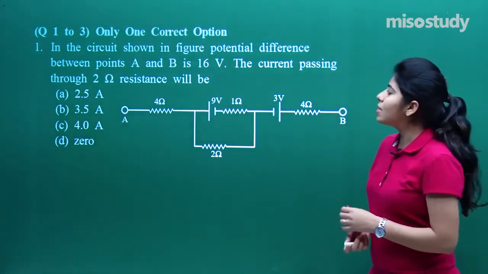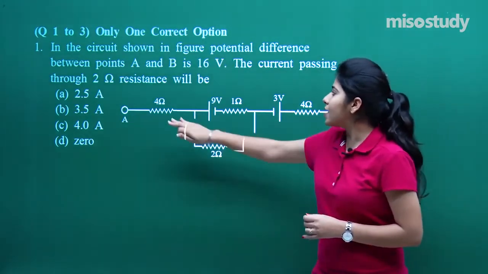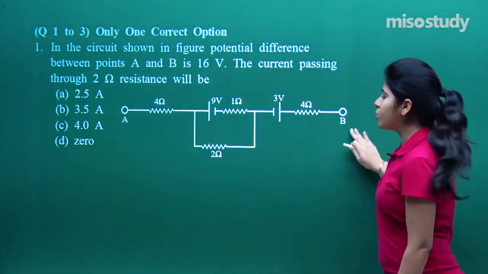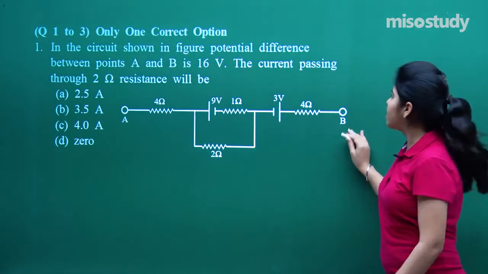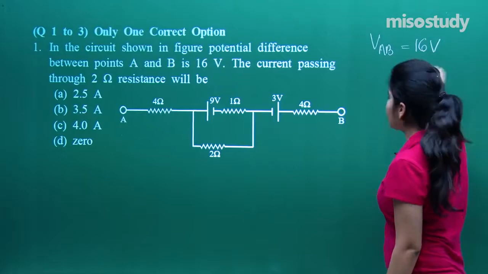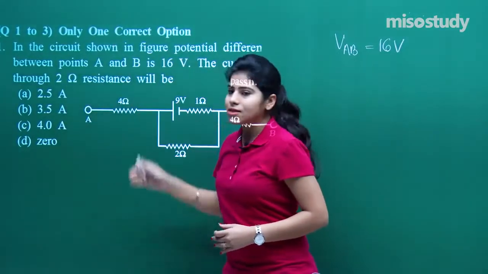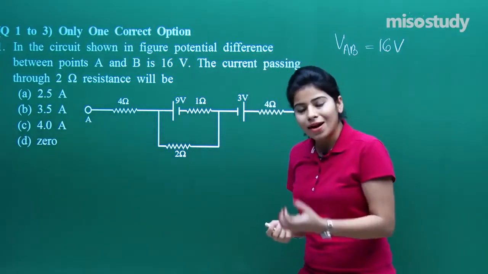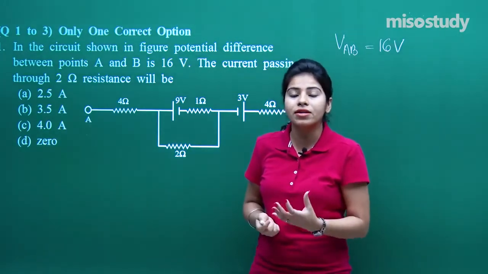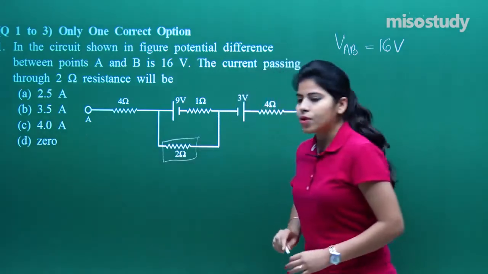Now question number 1: in the circuit shown in the figure, the potential difference between points A and B is 16 volt. This is point A, this is point B, so the potential between them is 16 volt. Let me write it, VAB equals 16 volt. Now the current passing through the 2 ohm resistance will be what? They just want to know the current in this 2 ohm resistor.